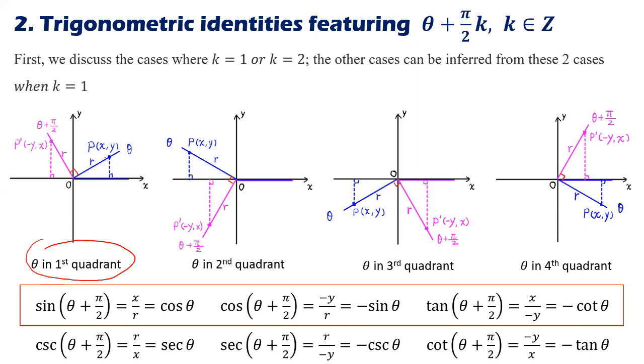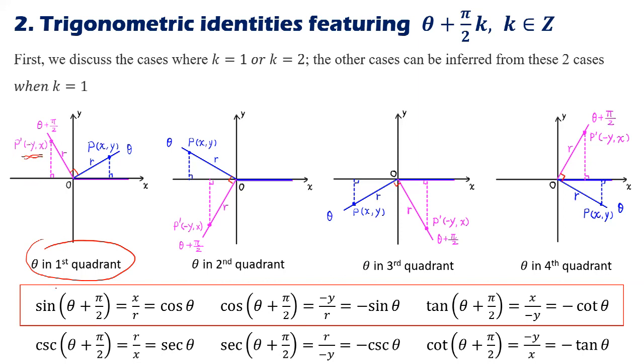So if we have a point P (x, y) on the terminal side of theta, after you have turned the terminal side half pi counterclockwise, P actually comes to a position denoted by P prime, right? And the corresponding P prime has the coordinates -y and x, right?